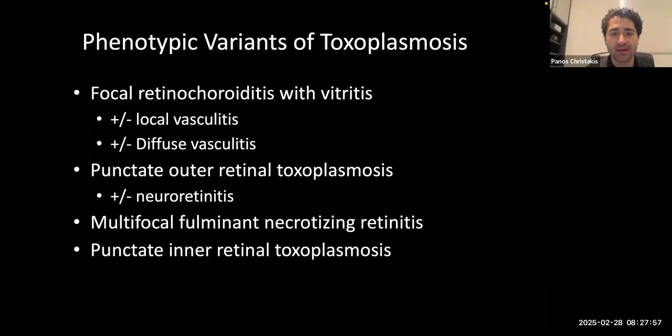In terms of the port variants, any toxo that's in the macula and doesn't have vitritis, you obviously have to think about port. The fulminant multifocal involving one eye, that again is rare, but think about it in people that are older and that are immunocompromised.